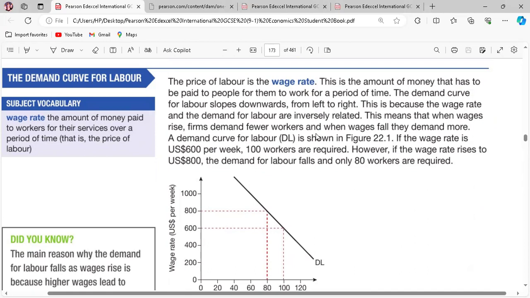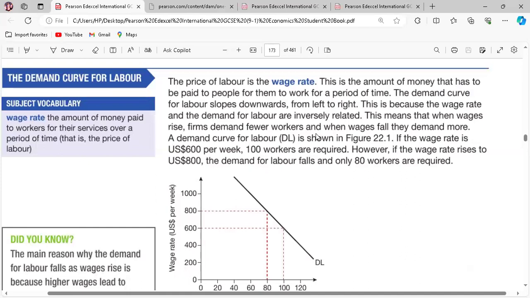Why is it downward sloping? Before we go to why it is downward sloping, first, they said the price for labor is the wage rate. That means the wage rate is the amount of money that you have to pay to those workers based on the fact that they have done a certain job for you for a specific period of time. That is what the wage rate is.